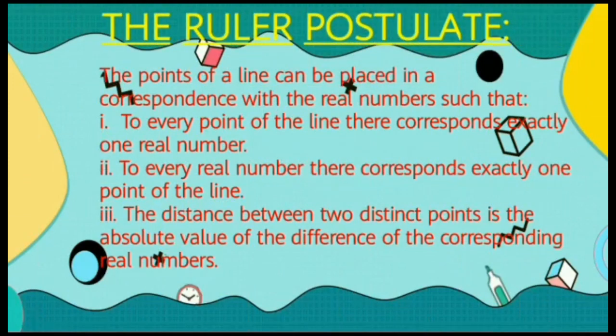The points of a line can be placed in a correspondence with the real numbers such that, first, to every point of the line there corresponds exactly one real number. Second, to every real number there corresponds exactly one point of the line. And lastly, the distance between two distinct points is the absolute value of the difference of the corresponding real numbers. Always remember that the first and second conditions of the ruler postulate imply that there exists a one-to-one and onto function. As a reminder, we write the definitions for one-to-one and onto function.